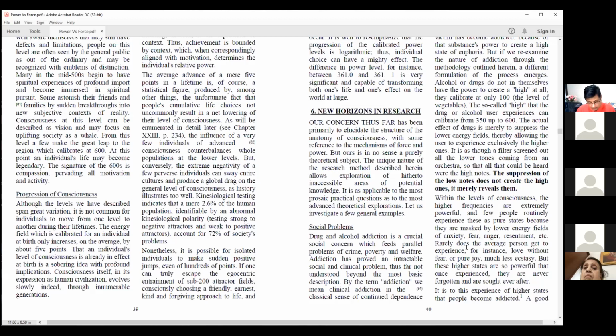So over here, what is happening is that you're suppressing the basic perception process of the lower senses. Within the levels of consciousness, the higher frequencies are extremely powerful, and few people routinely experience these as pure states because they are masked by lower energy fields of anxiety, fear, anger, resentment, etc. Rarely does the average person get to experience, for instance, love without fear or pure joy, much less ecstasy.